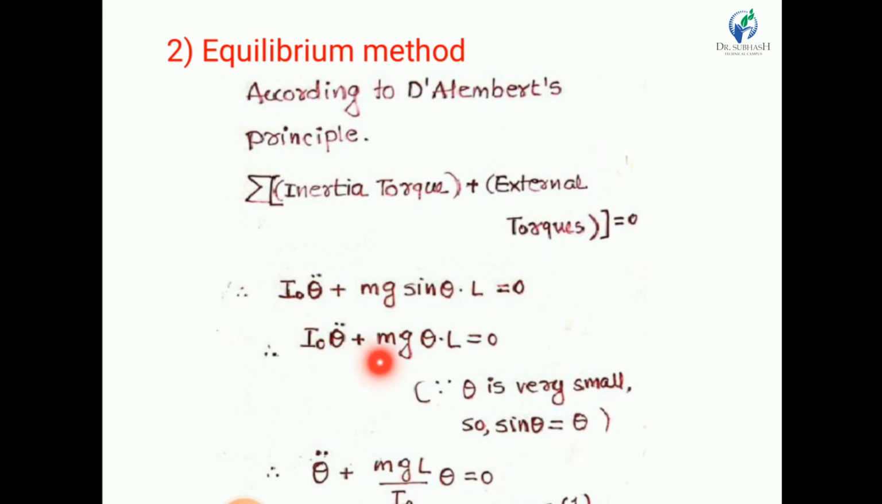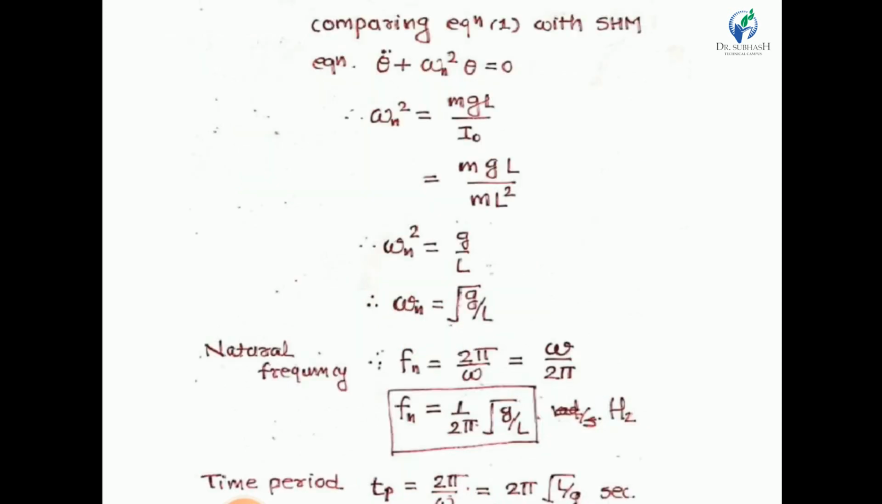So again IO into theta double dot plus mg theta into L, because we replace sin theta with theta, because theta is very small. So again we obtain this equation: theta double dot plus mgl upon IO into theta is equal to 0. Now again we compare this equation with the simple harmonic equation, theta double dot plus omega n square into theta is equal to 0. So we obtain omega n square is equal to mgl upon IO.